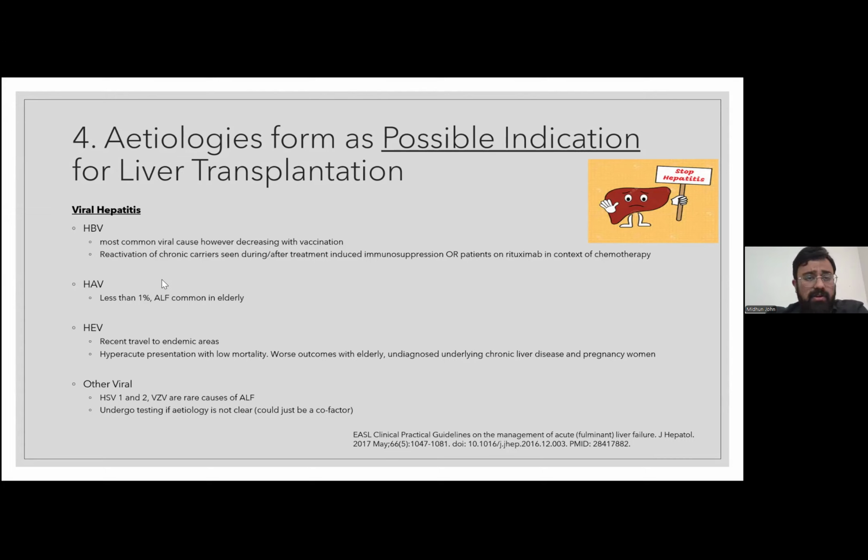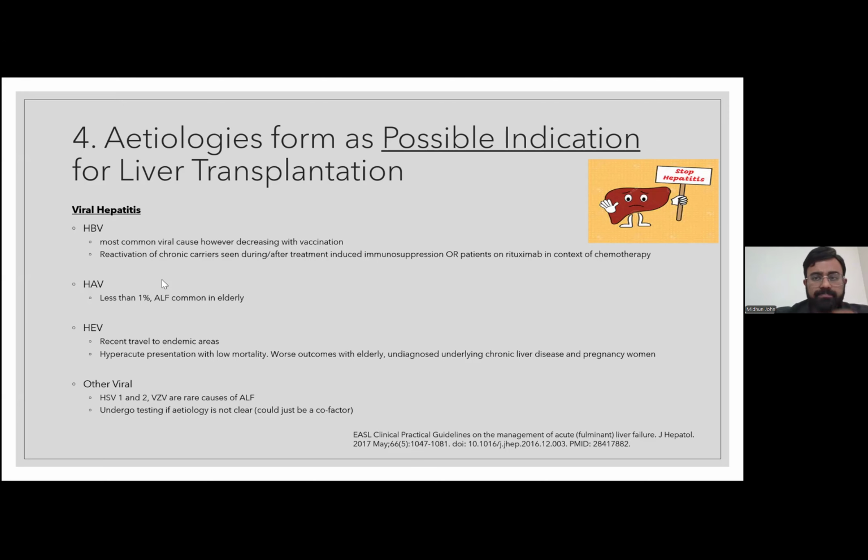Hepatitis E occurs with recent travel to endemic areas. These patients usually present with hyperacute liver failure with low mortality. However, worse outcomes were seen with the elderly and patients with undiagnosed underlying chronic liver disease, as well as pregnant women. Other viral causes to think about are HSV1 and 2, VZV, as well as rare causes of ALF.